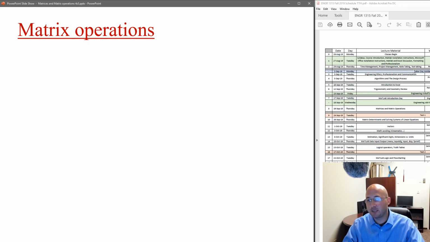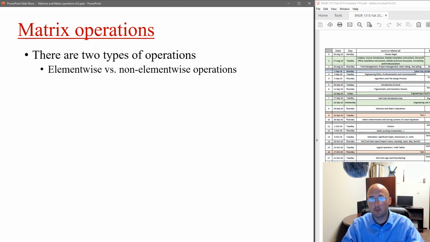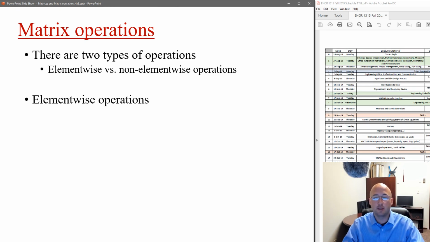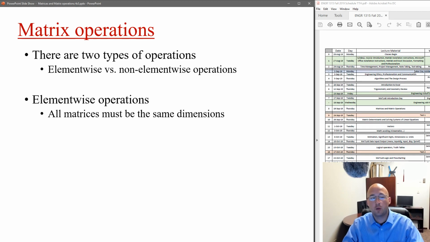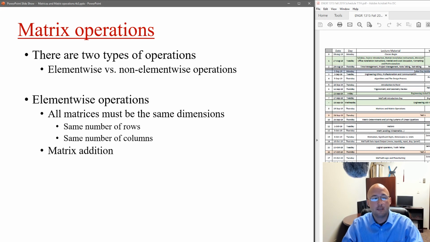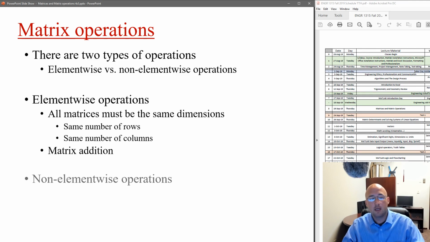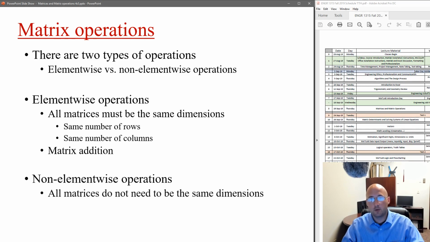Okay, so now let's talk about matrix operations. Principally, there are two types. Number one, element-wise operations. Number two, non-element-wise operations. An element-wise operation is one where all of the matrices must be the same dimensions, because we're going to walk element by element through each one, down the rows, down the columns. So they have to have the same number of rows and the same number of columns. One example of this is matrix addition. Matrix subtraction is the same. And then there are non-element-wise operations, where the two matrices need not be the same dimensions, and a good example of that is matrix multiplication.